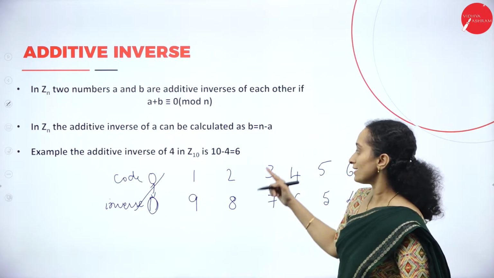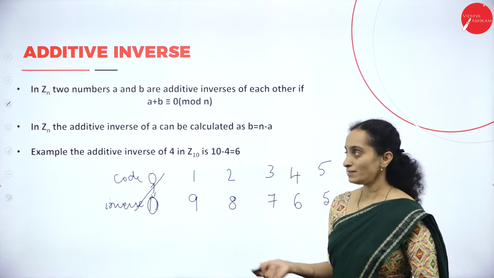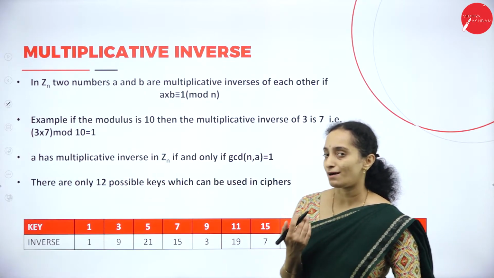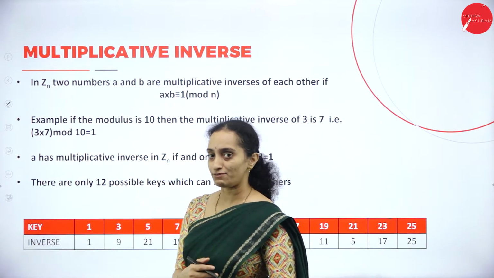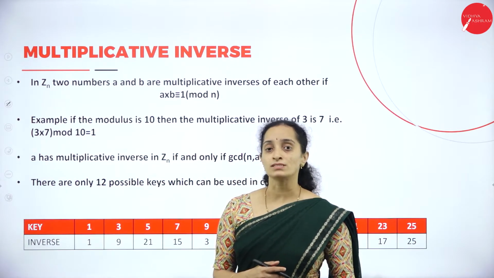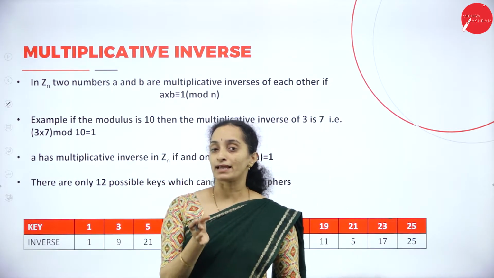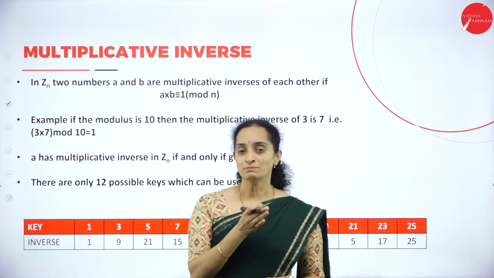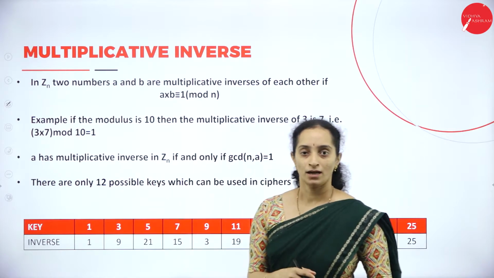Okay. Now this is additive inverse. Next we shall come to the multiplicative inverse. This is a little bit more complex than the additive inverse. So multiplicative inverse is used whenever a multiplication operation is executed for the key and the encrypting code.